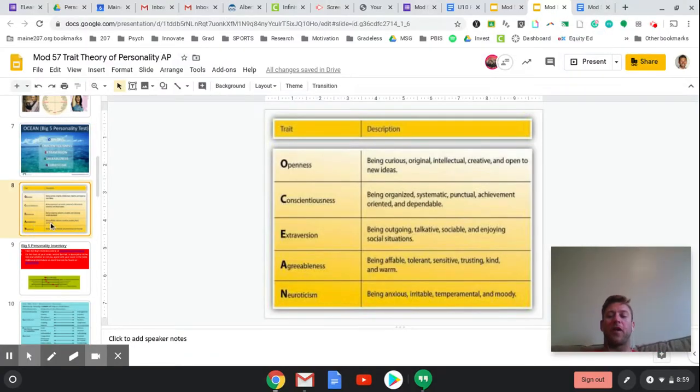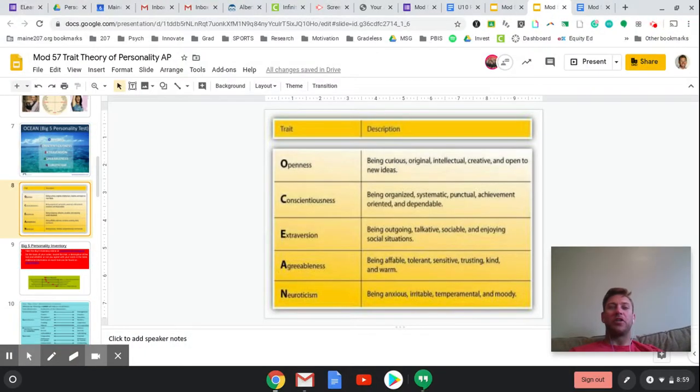So openness is like being curious, original, intellectual. Conscientiousness is someone that's extremely organized, very school related. They have a systematic approach to things. They're always on time to class. Extroversion, a lot of you guys know what this is. Are you outgoing? Do you like to be around new people and different people? Do you thrive off being around others?